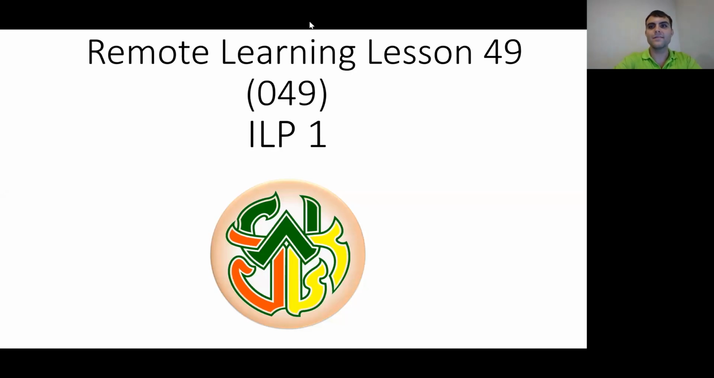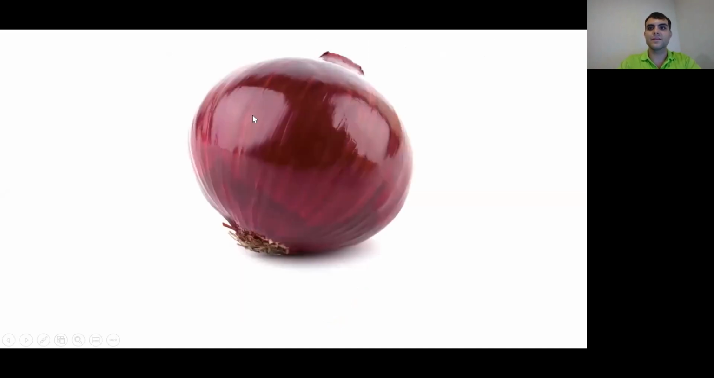All right, kids, welcome to lesson 49. This is the review for the entire unit 3. So let's start by looking at the vocabulary flashcards like we always do. What's this? Right, onion.